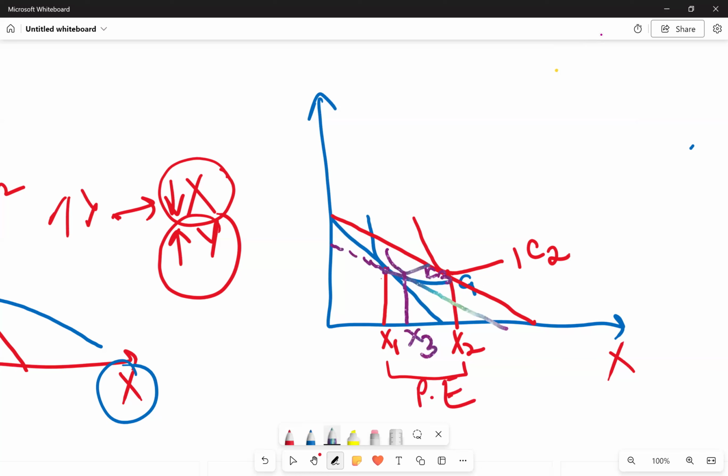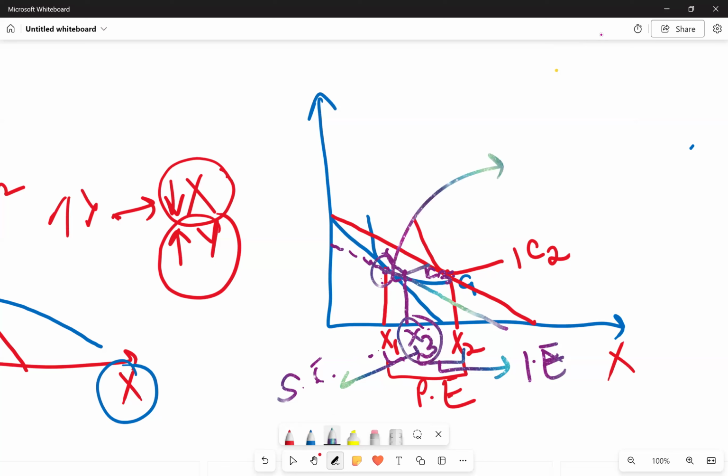Okay, so the change from X2 to X3 will be your income effect because it is due to change in income. And X1 to X3 would be your substitution effect because while you could afford the original bundle, you are now on the higher indifference curve and consuming X3 level of commodity. Okay. So in case of Slutsky, the consumer is overcompensated.